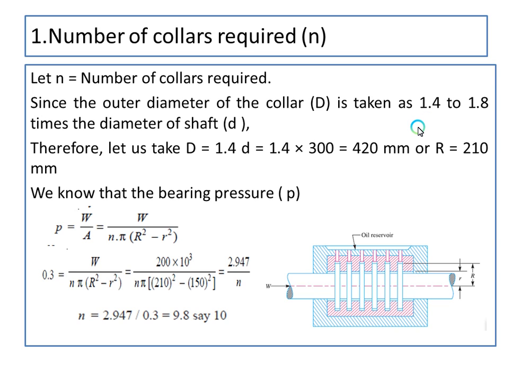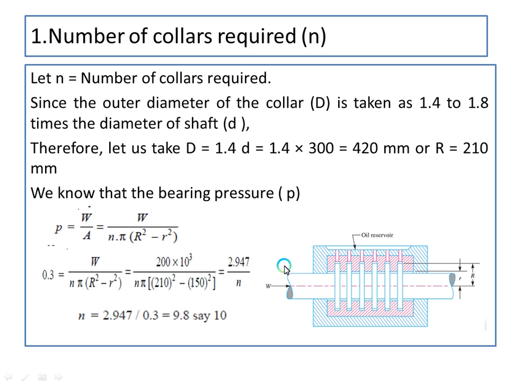For that reason we will consider this capital D as 1.4 times the diameter. So if I take 1.4 times the diameter, which will be 1.4 into 300, you will get the value as 420 mm, or radius as 210 mm. That means we have got the outer diameter of the collar, and the radius of the collar, which is 210 mm, which I have shown in the figure. You can see here from the axis of the shaft to the top surface of the collar.